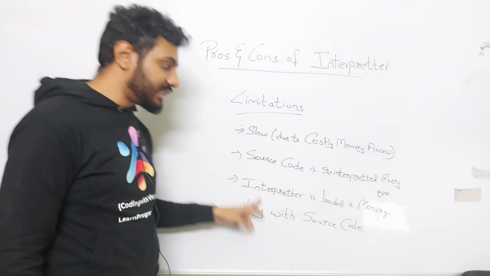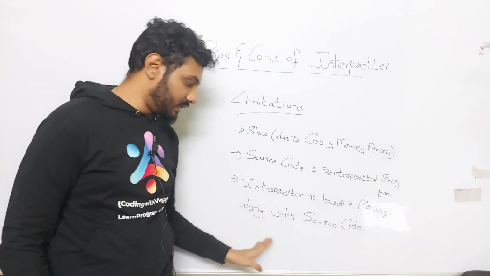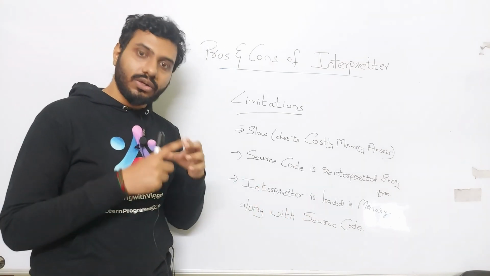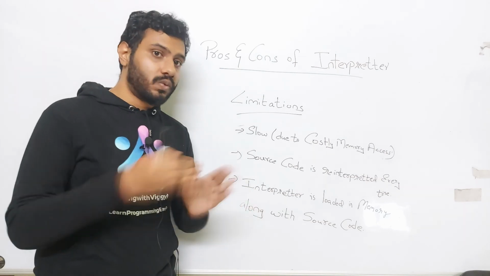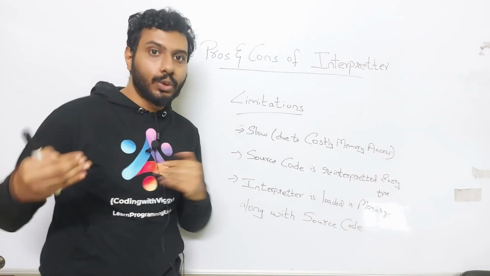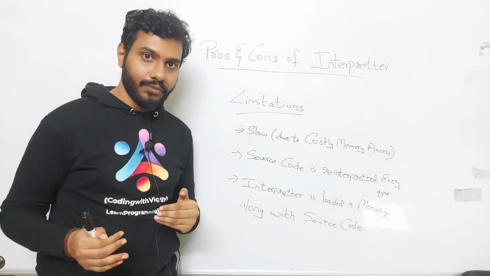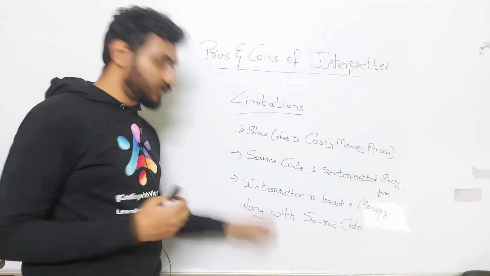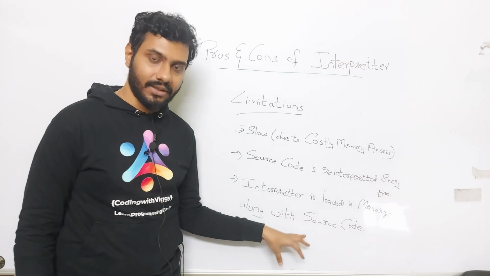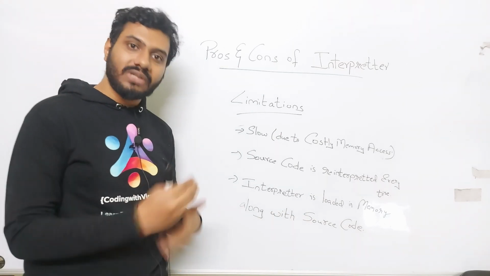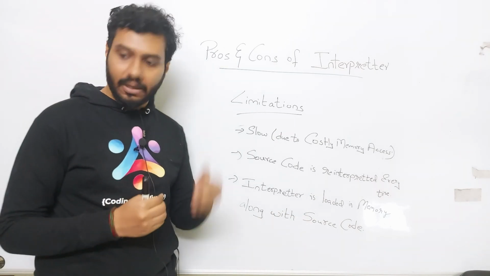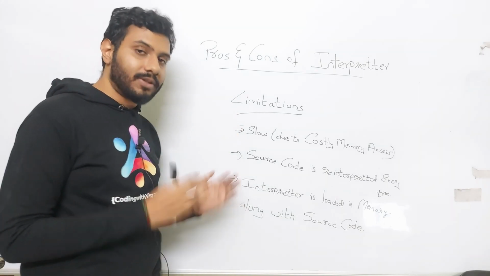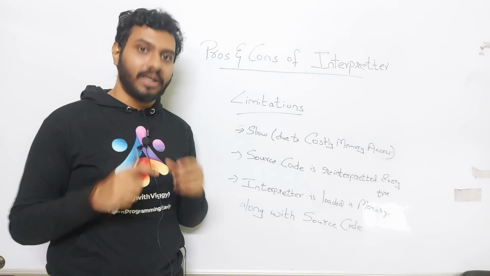Third, the interpreter is loaded in memory along with the source code. We all know that the interpreter is also a program, and it is loaded into memory along with the source code we are writing, which takes a lot of memory. So this is also one of the disadvantages. We will see in future how Java solves these issues without compromising on platform independence.